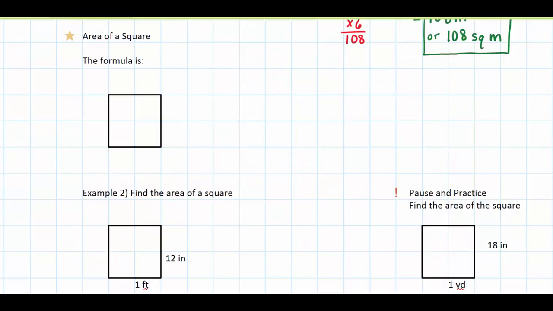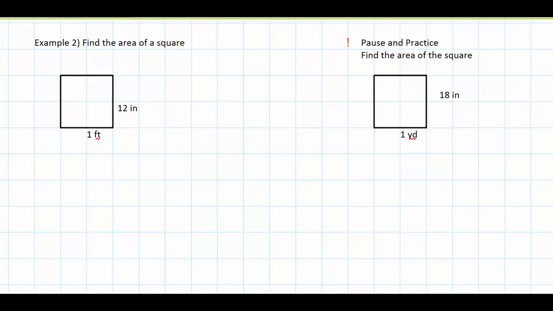Area of a square. The formula for the area of a square is area equals side times side, or A equals SS equals S squared, so side squared.